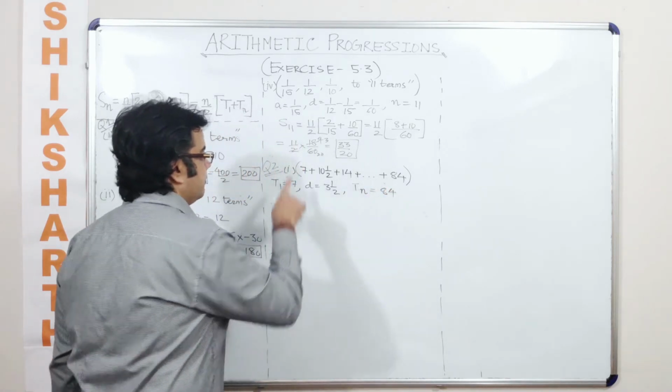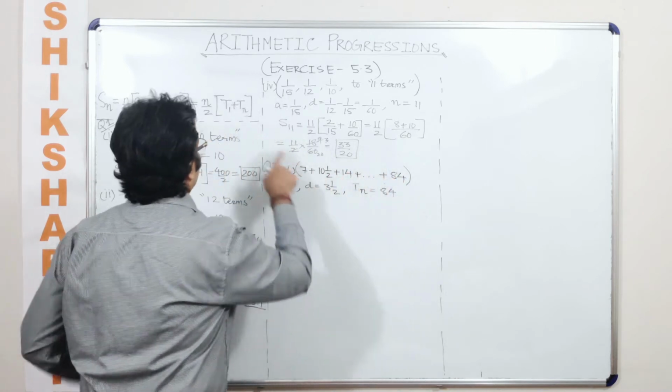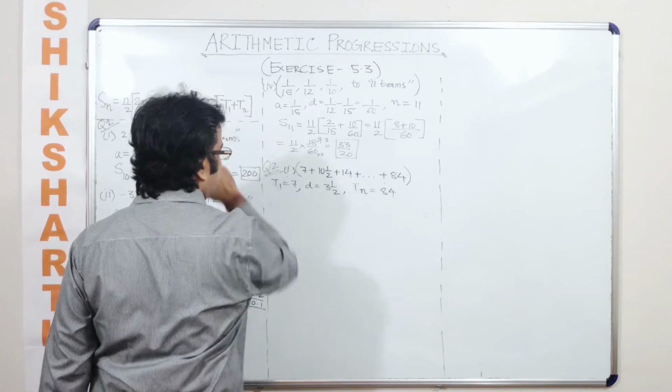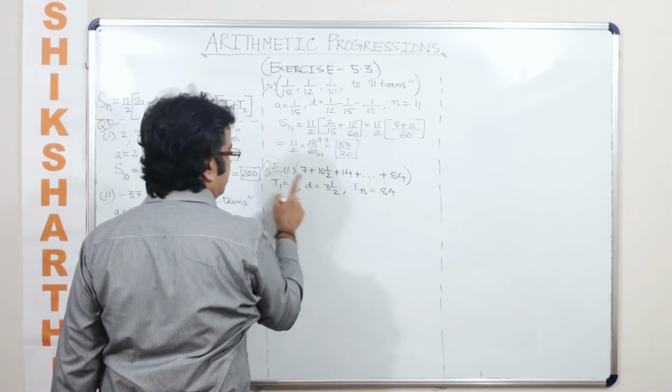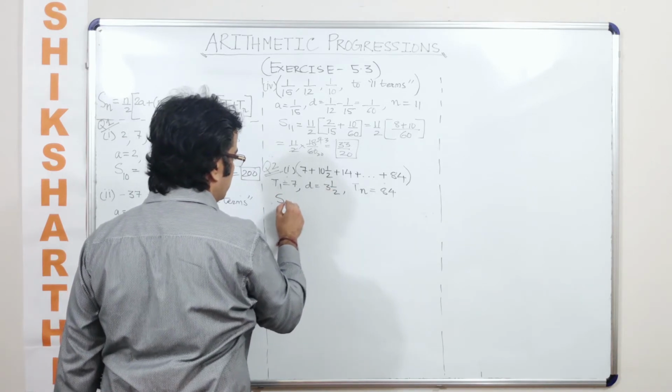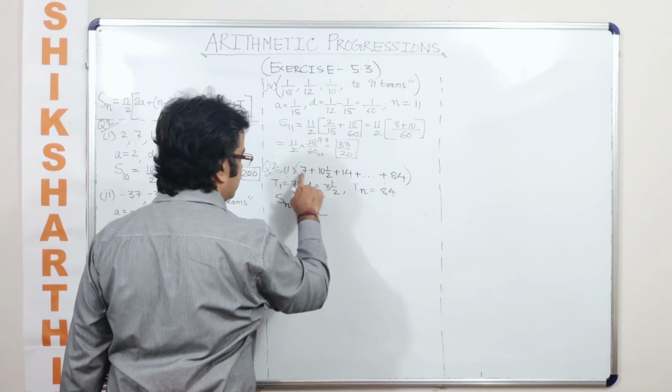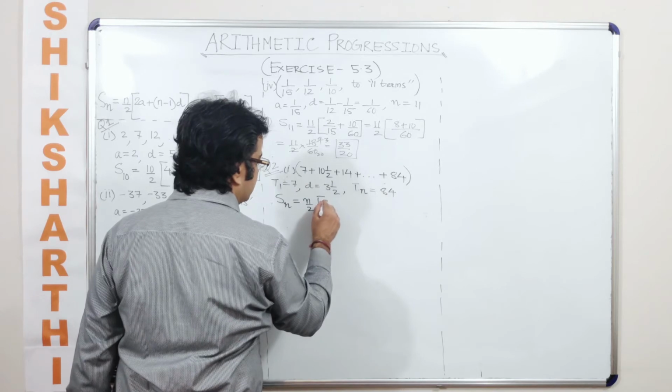Now we had done a formula, the first term and the last term and so on. So first term and the last term, how many pairs would we get? We would get n by 2 pairs. So the sum for first n terms, where we don't know the value of n, will be n by 2 times of 7 plus 84, which is 91.